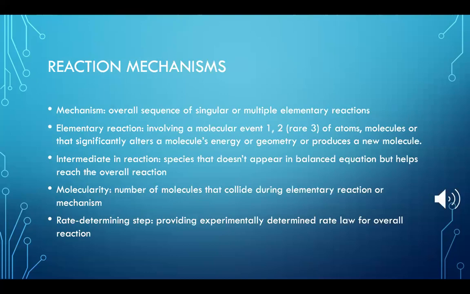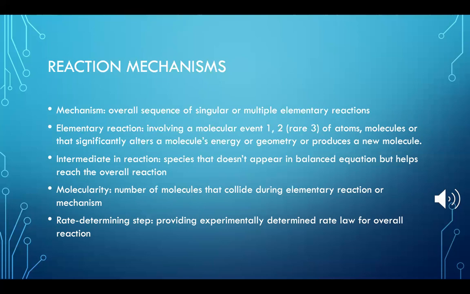A reaction mechanism describes the rate of change in concentration of reactants and products over time. A mechanism is an overall sequence of single or multiple elementary reactions. An elementary reaction involves a molecular event of 1, 2, sometimes 3 atoms, molecules, or ions that significantly alters a molecule's energy or geometry, or produces a new molecule.